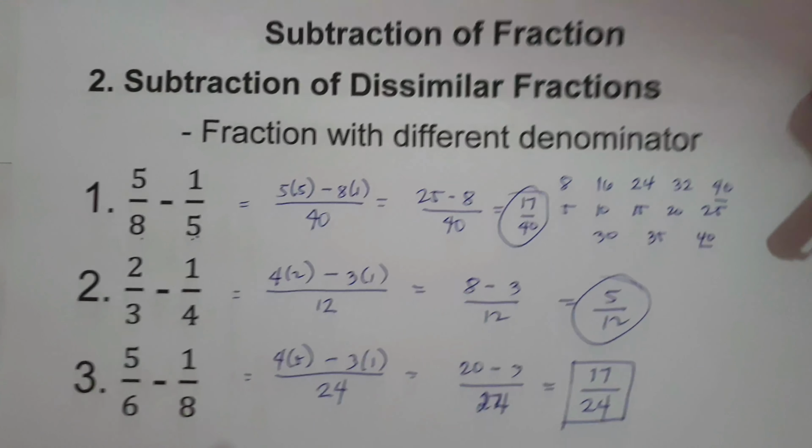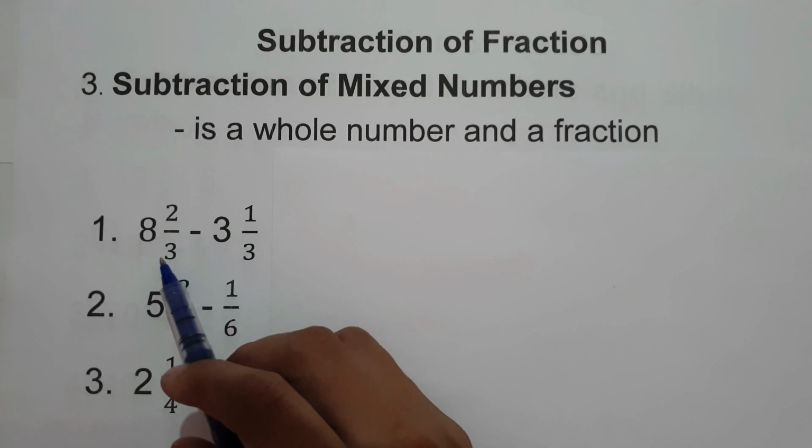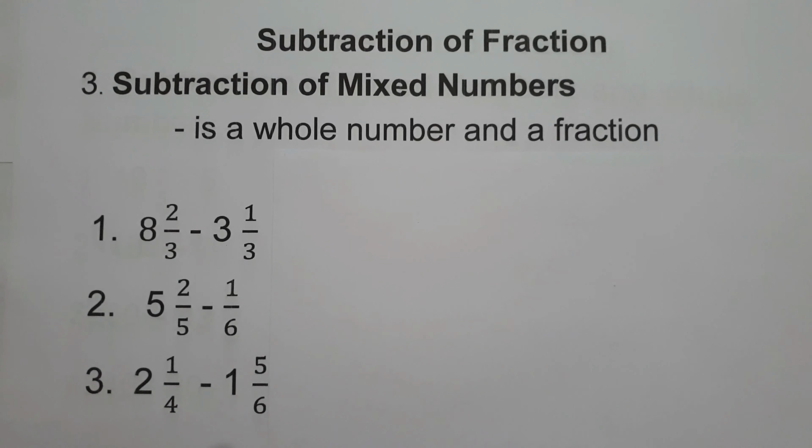So let's have another example. This time, we are going to subtract mixed numbers. On number 1, 8 and 2/3 minus 3 and 1/3. Just like in addition of fractions, we have two different ways of finding the difference of these numbers. First, you can change the mixed number into an improper fraction and then subtract.